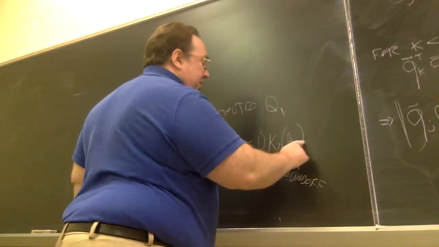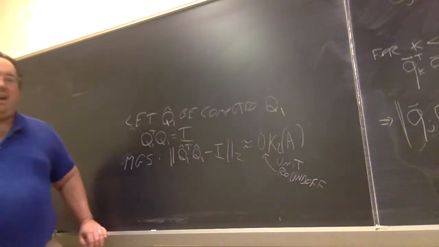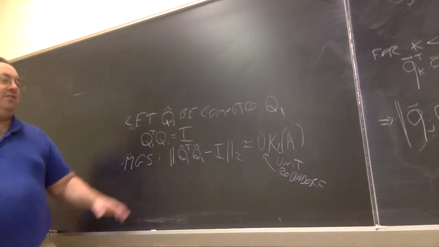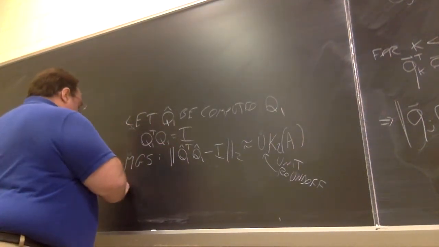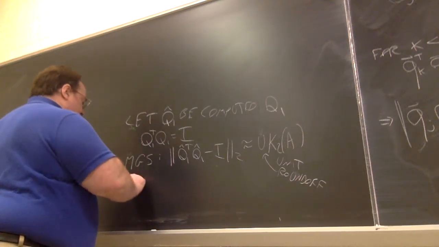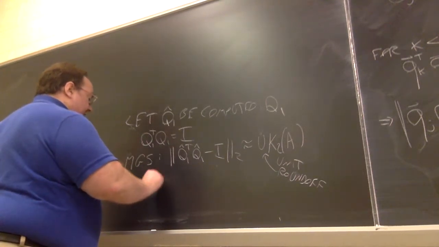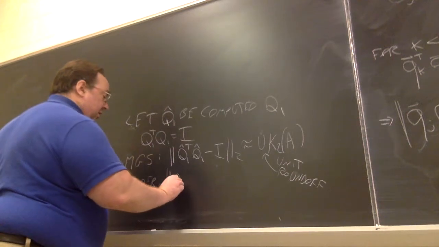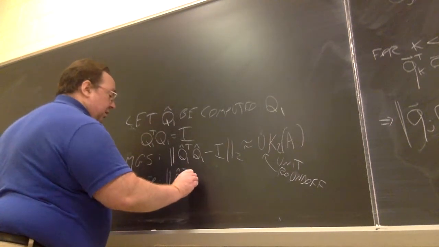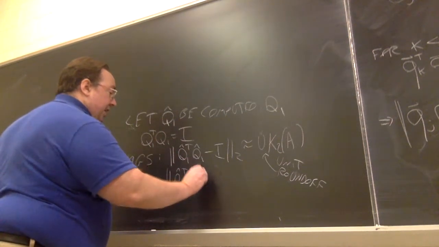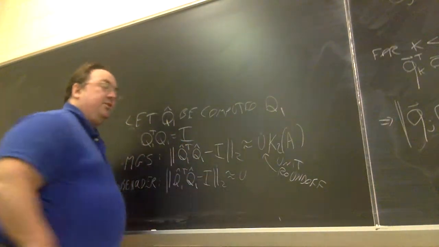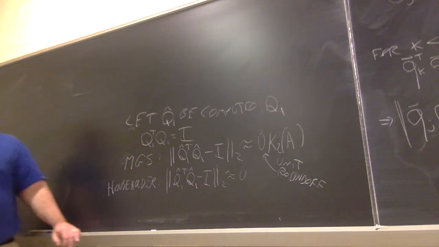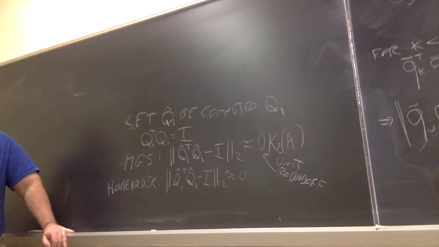But this is a condition number of A. So if A is badly conditioned, this error could still be large. Whereas if you are using Householder reflections, this same error is roughly just U by itself, no condition number. So even if A is a horribly conditioned matrix, your Q1 hat will still be very accurate.